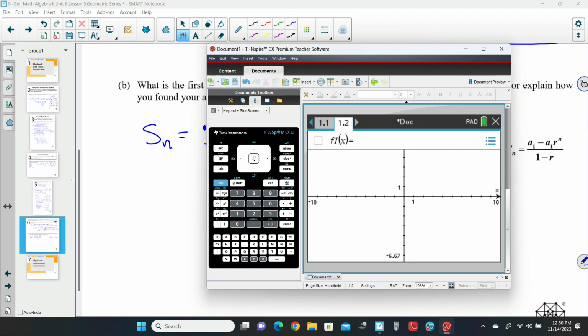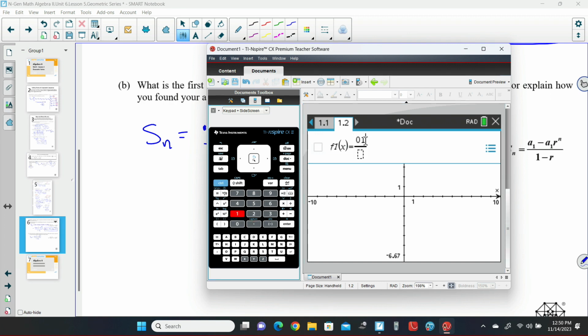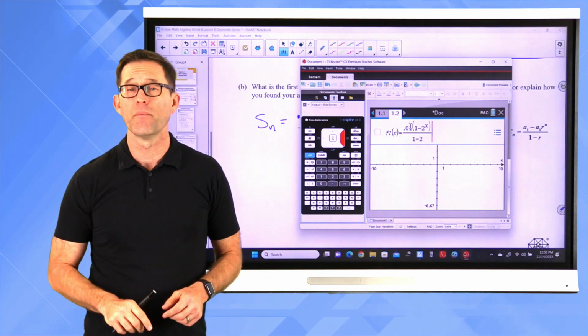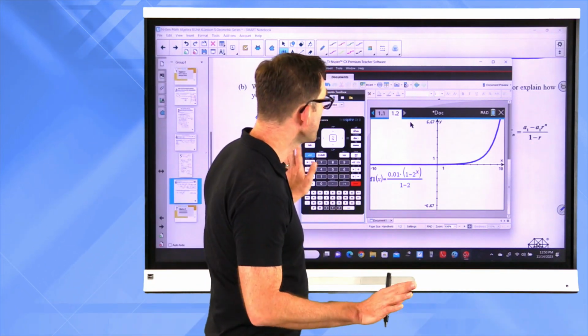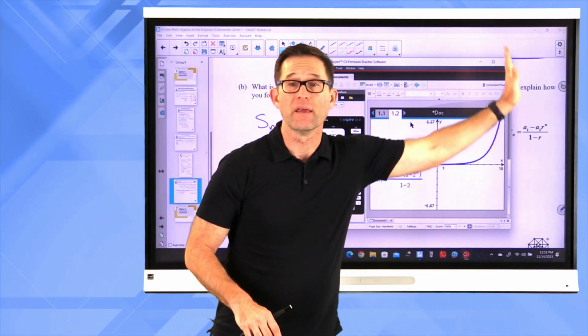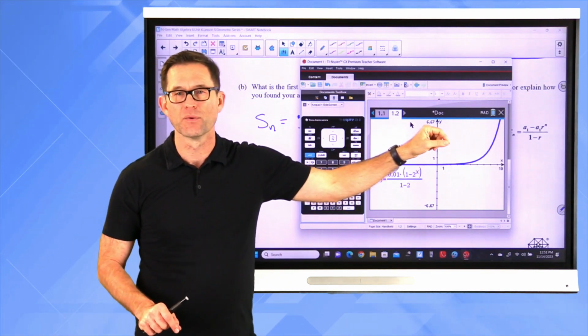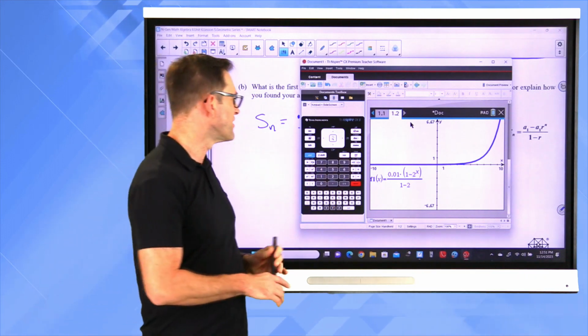So I'm going to add a graph, all right? I know it says f1 of x, but whatever. We're just going to put it in like this. So we're going to have 0.01 times 1 minus 2 raised to the x divided by 1 minus 2. And yes, I know we could simplify the 1 minus 2 into negative 1. We could even simplify the 0.01 divided by 1 minus 2, all of that. We could do it all, but I'm just going to hit enter. Now, by the way, look at this exponentially increasing curve, right? That thing is huge. Now, again, it really should be just n equals 1, n equals 2, n equals 3, etc. Let's take a look at a table right now.